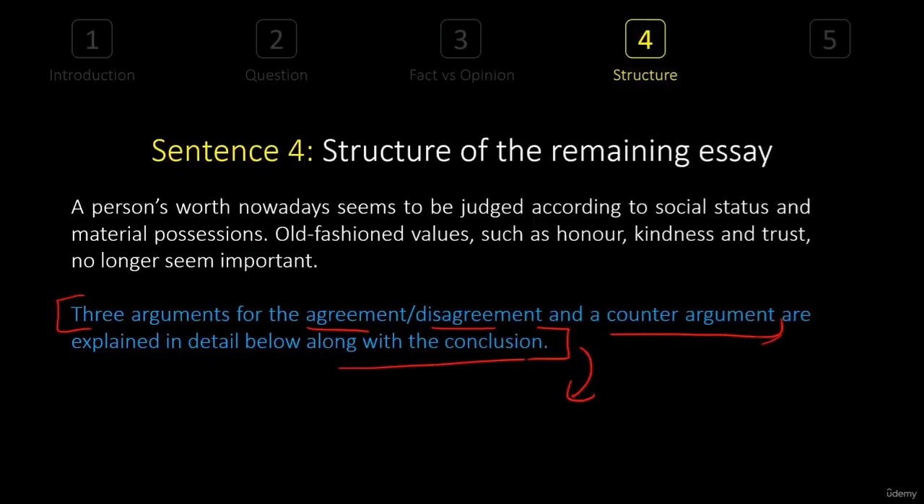This statement should always be very similar. You can write in different words, but you should provide a number here. A number shows that this is a planned essay. So do you see what I mean, a planned essay? If you don't provide a number, you say "few arguments." Who knows what is few here? A number is a better option, right?